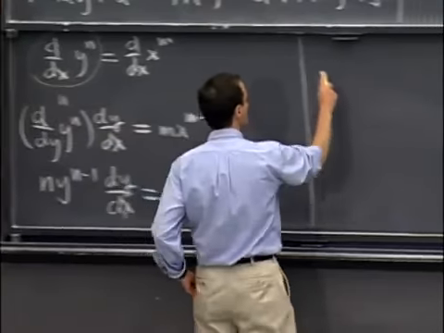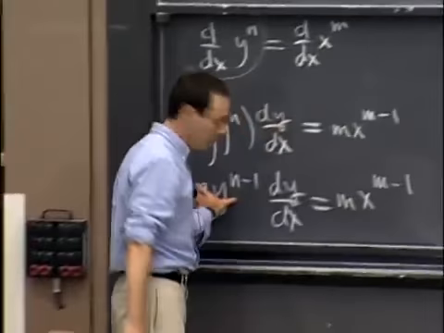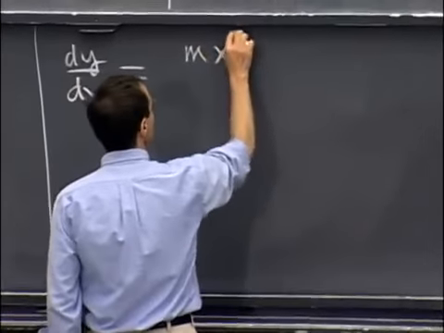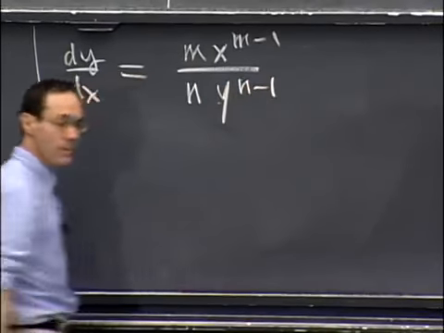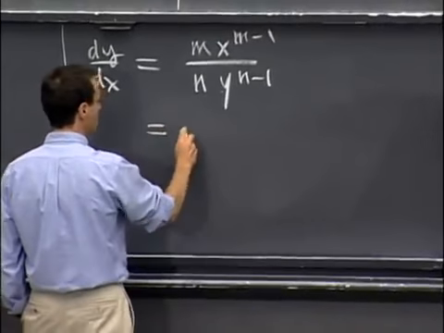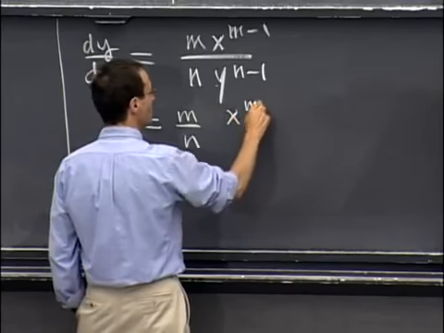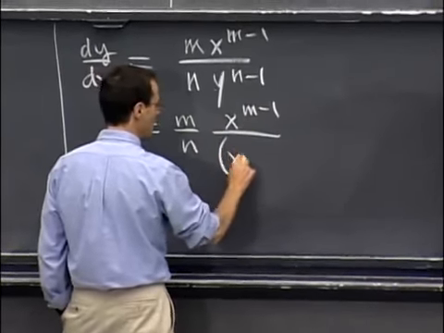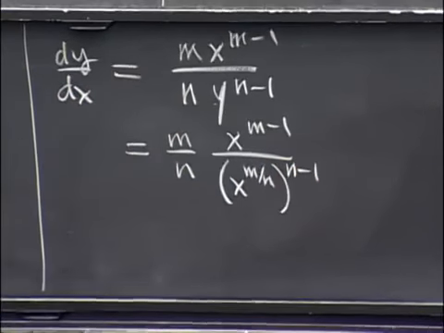So first of all, we solve for dy dx. I do that by dividing by the factor on the left-hand side. So I get here m x to the m minus 1 divided by n y to the n minus 1. And now I'm going to plug in. So I'll write this as m over n, this is x to the m minus 1. And now over here, I'm going to put in for y, x to the m over n, times n minus 1. All right?